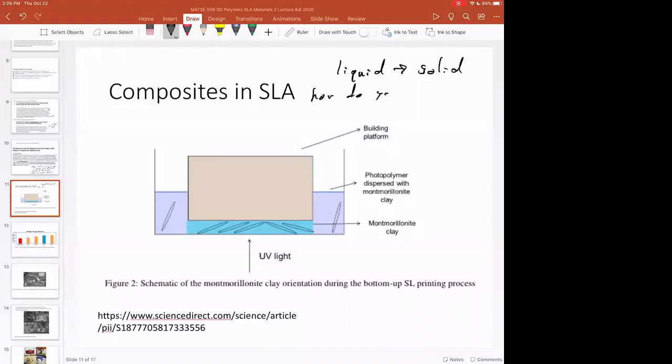How do you do this for composites? And you have to remember there's all different types of composites. So there's fiberglass, which is a woven mat or a woven cloth that's impregnated with polymer.